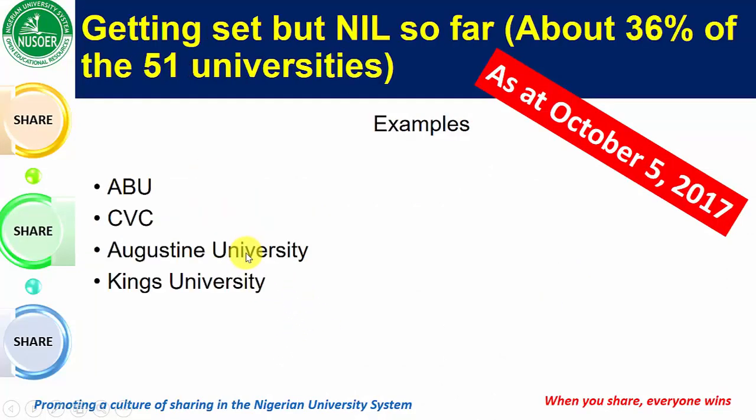So taking a look at this too, let's take a look at getting set. Some universities are getting set, about 36% of them, they are getting set, but nil so far in terms of getting OER either. Now we have a few examples here. Listen, these are examples, not that it covers all of the universities. So let's look at ABU, CVC, Augustine University, and King's University.